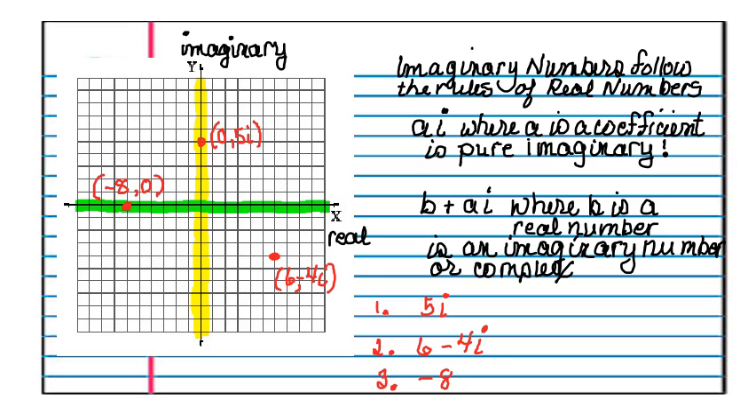So given a complex equation, 5i would mean that the real number is 0 and the imaginary number is 5i. 6 minus 4i, our coordinates would be 6, -4i. And -8, a real number, the coordinates would be -8 and 0. I think you get the picture.